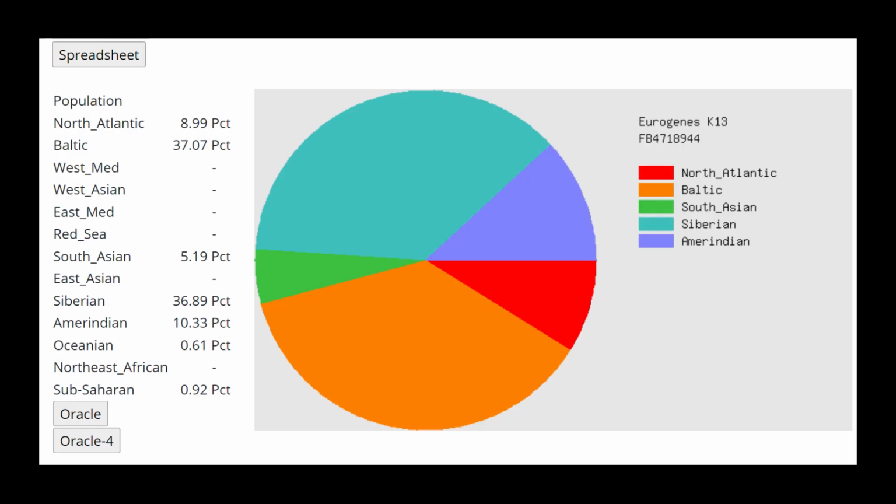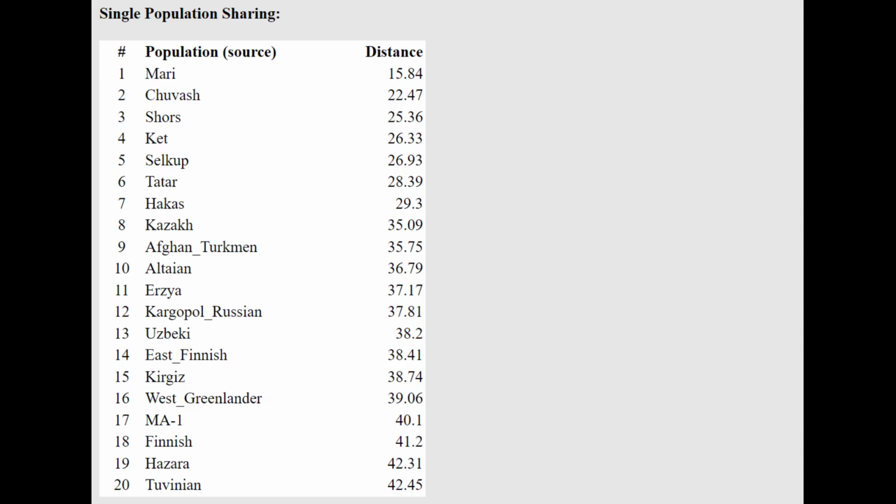This is her result with Eugene's K13. I see that she's scoring 36% Siberian, 10% Amerindian. That's quite a lot of East Eurasian admixture, but there is also a little bit of East Eurasian baked into the categories, such as Baltic and North Atlantic. Northern Europeans have some affinities towards East Asians, and these categories are meant to represent Northern European genetic drift, so they have a little bit of East Asian baked into them.